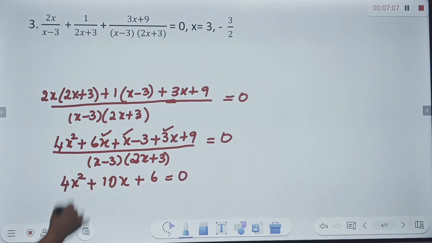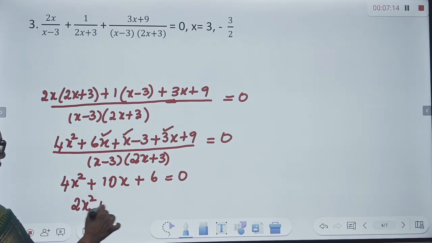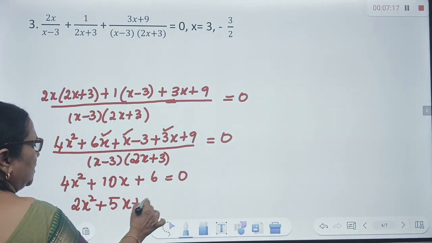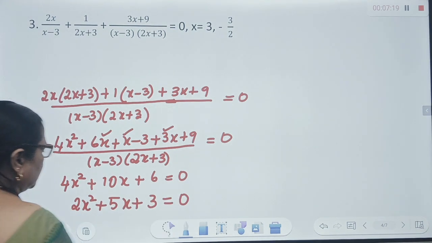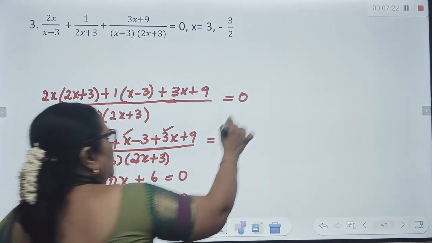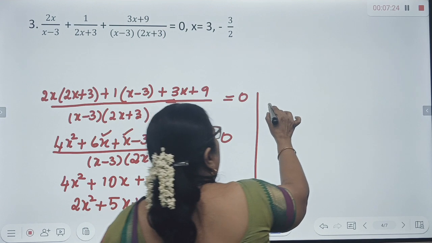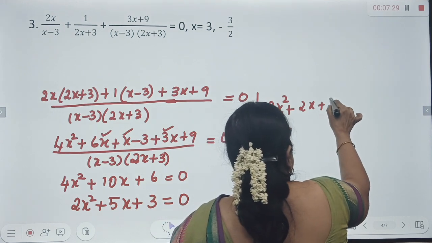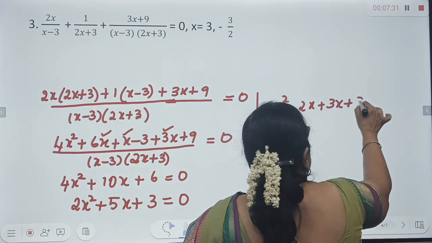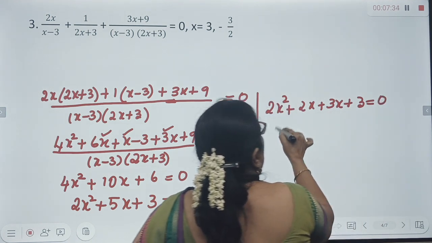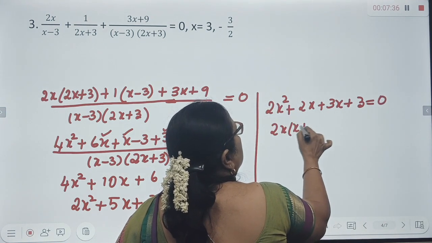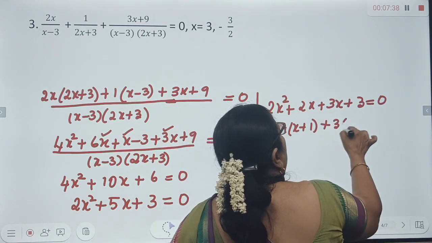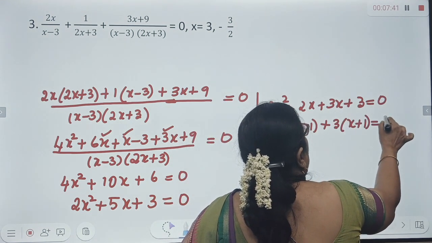So this is of the form a by b equal to 0. So the numerator has to be 0. Now I can simplify it further. 2x square plus 5x plus 3 equal to 0. The product exists, so I can write it as 2x square plus 2x plus 3x plus 3 equal to 0. So 2x into x plus 1 plus 3 into x plus 1 equal to 0.